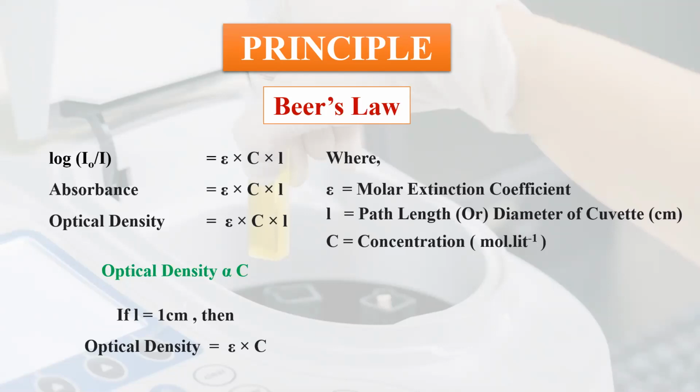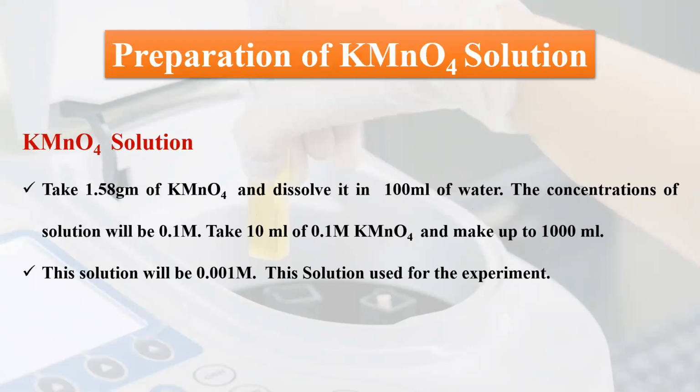So how can we calculate the unknown concentration of the solution? We can prepare the solution like this. Take 1.58 grams of KMnO4 and dissolve in 100 ml of water. Then the concentration of the solution will be 0.1. Take 10 ml of this 0.1 KMnO4 and make it up to 1000 ml. Then it will give a concentration equal to 0.001 M.